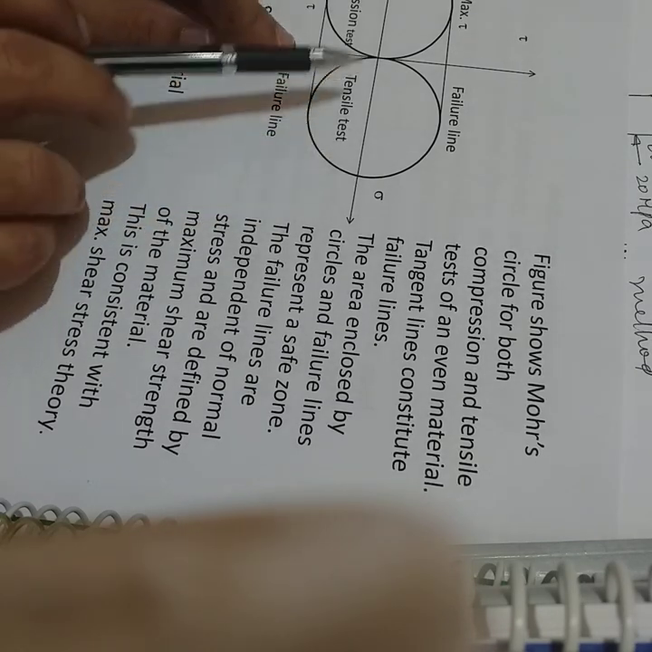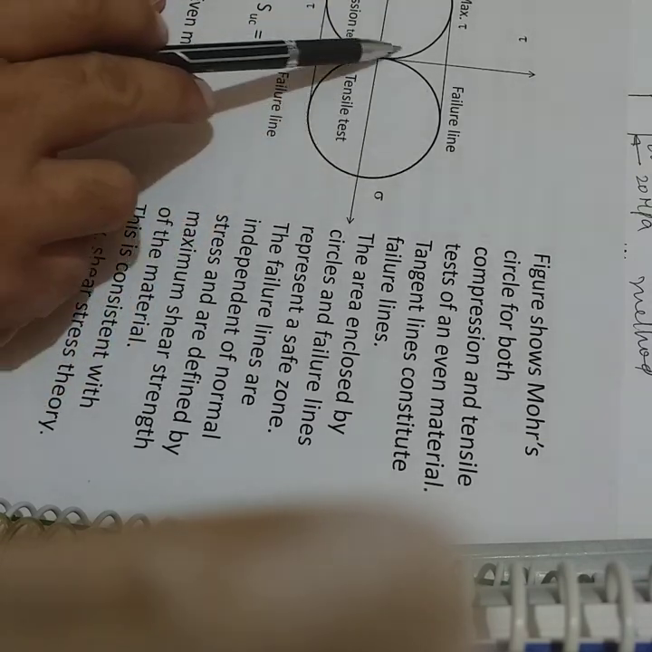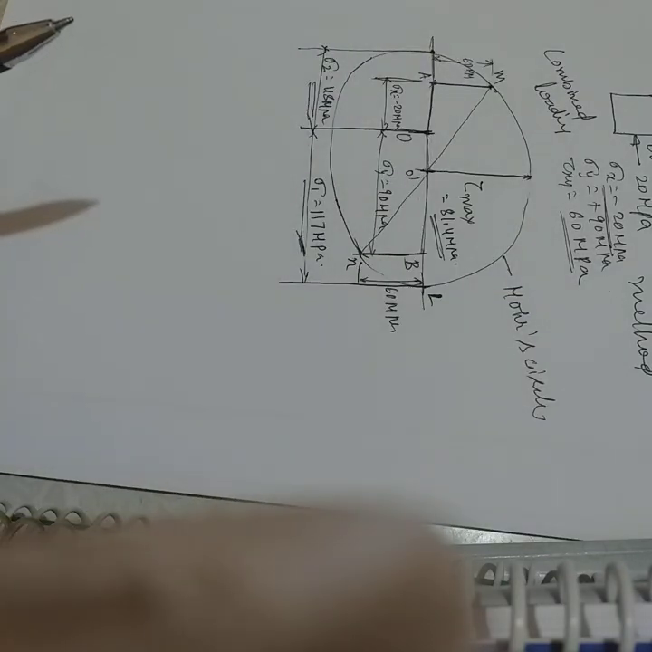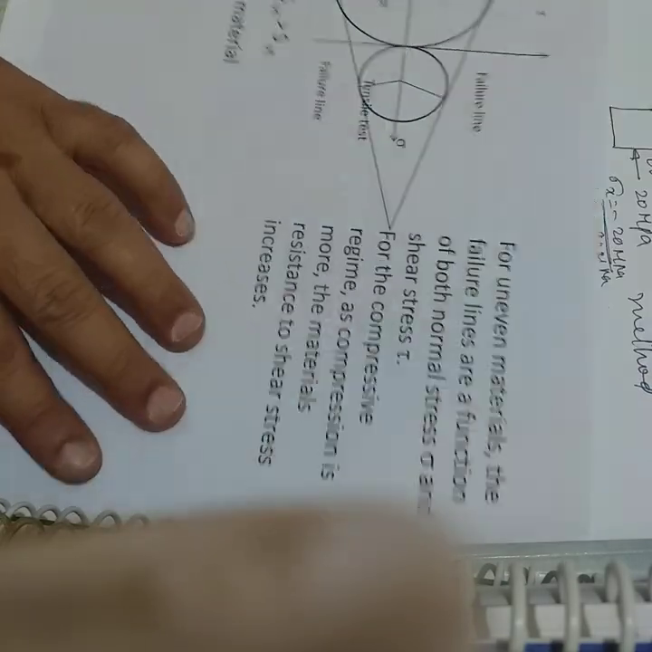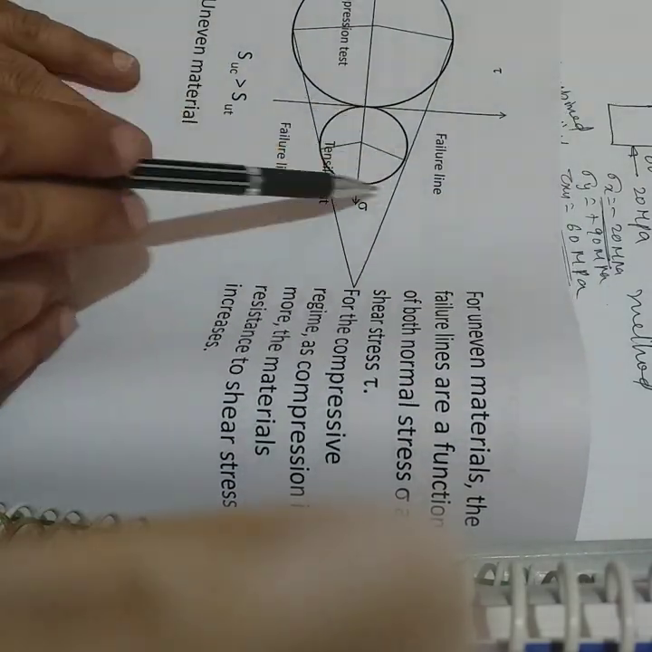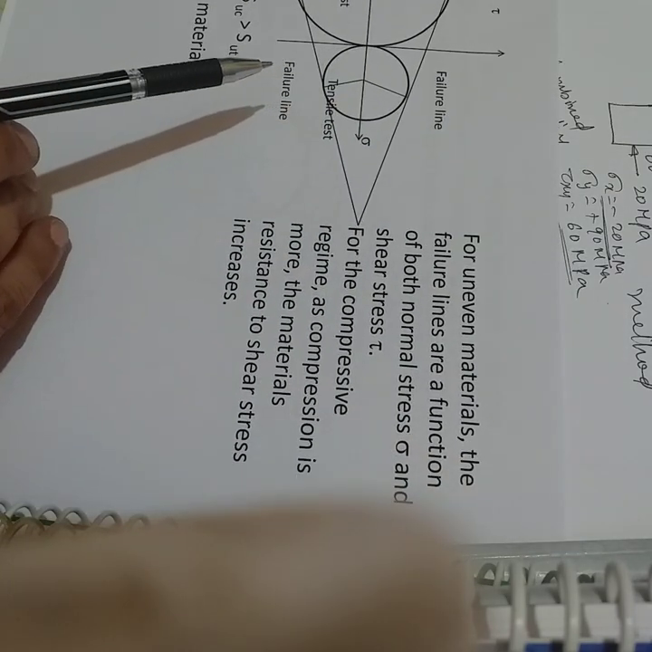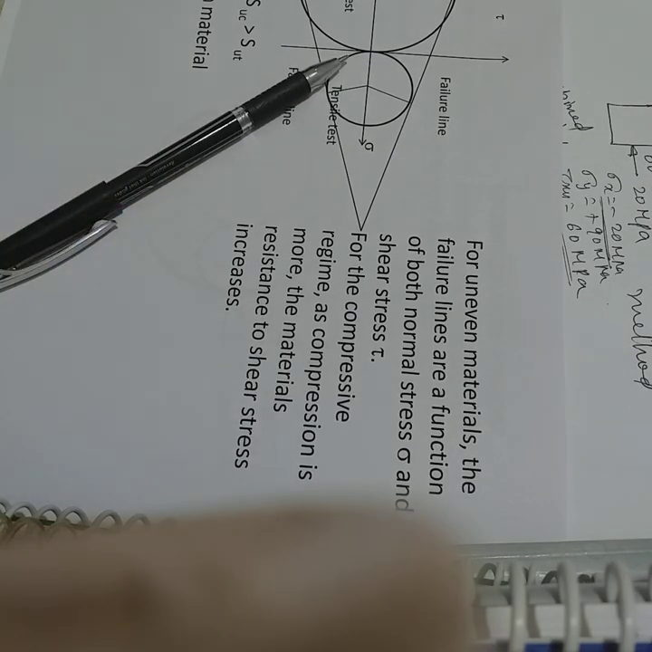By Mohr's circle we can represent that for an even material, both in tension as well as compression they have the same strength. So therefore these two circles are of the same diameter. When it is the case of uneven material, say for example grey cast iron, its compressive strength is much more compared to the tensile strength. So such materials are called the uneven materials.